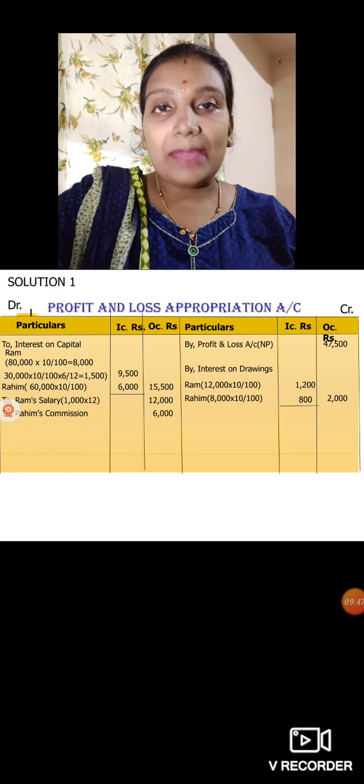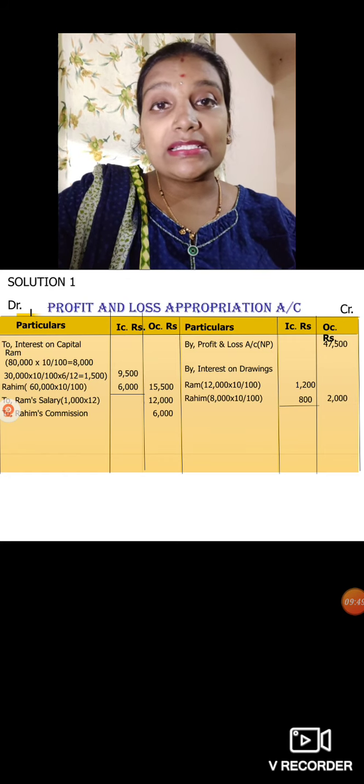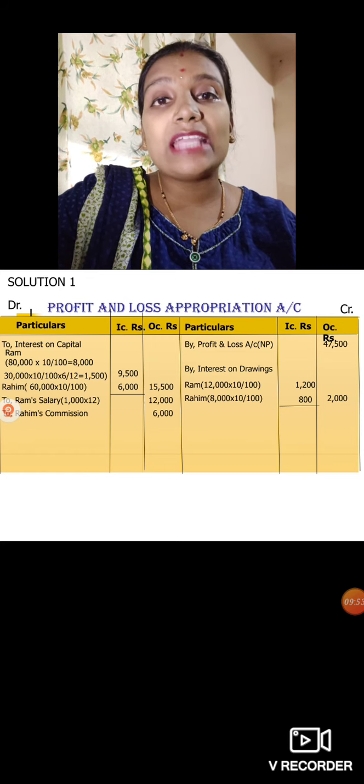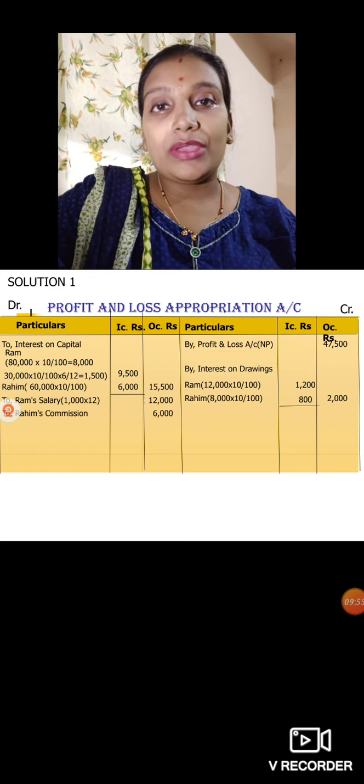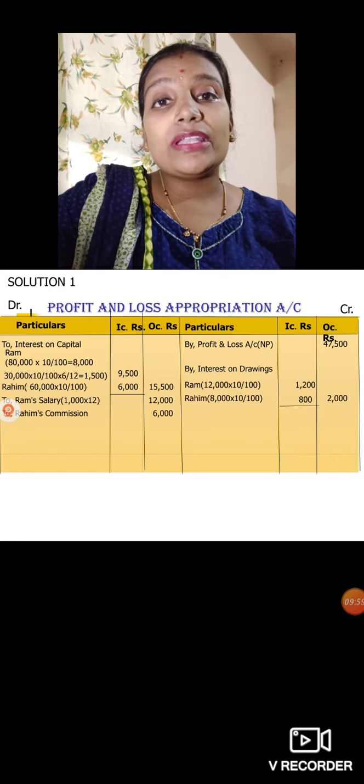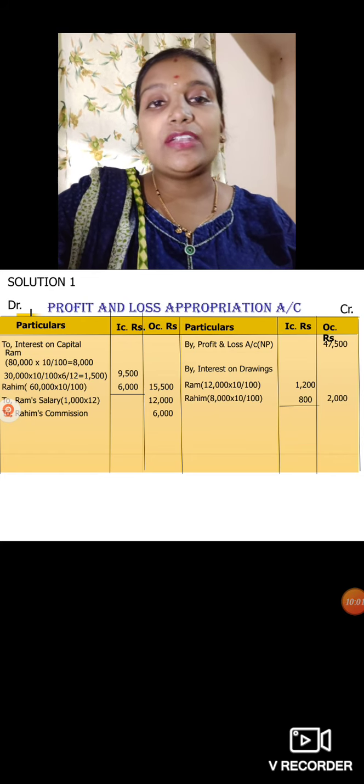See, they have given capital, but we should not consider the capital amount here. We should not enter any capital amount; we enter the interest on capital. Same with drawings: we won't enter the drawings amount, we enter the interest on the drawings on the credit side of the account.